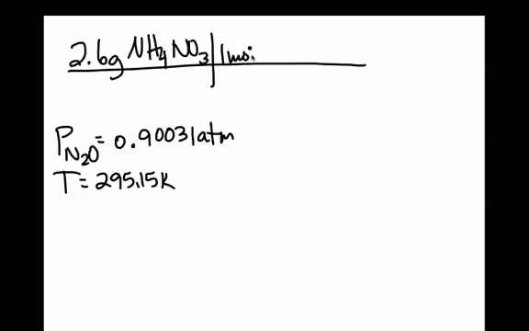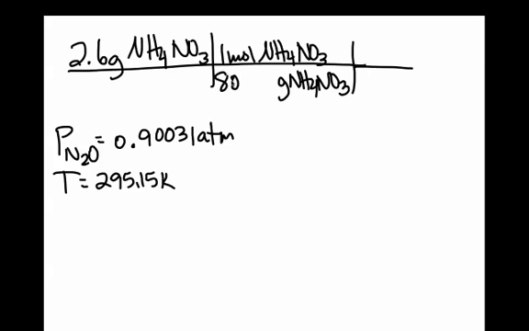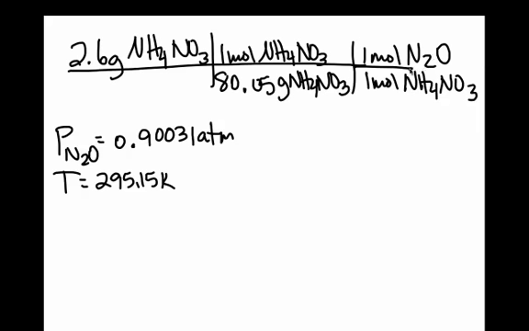For every 1 mole of ammonium nitrate, I'm going to have how many grams? Looks like I've got 80.05 grams for every mole. And now let's use the mole ratio from our balanced equation. For every 1 mole of ammonium nitrate, I'm going to get 1 mole of dinitrogen monoxide.